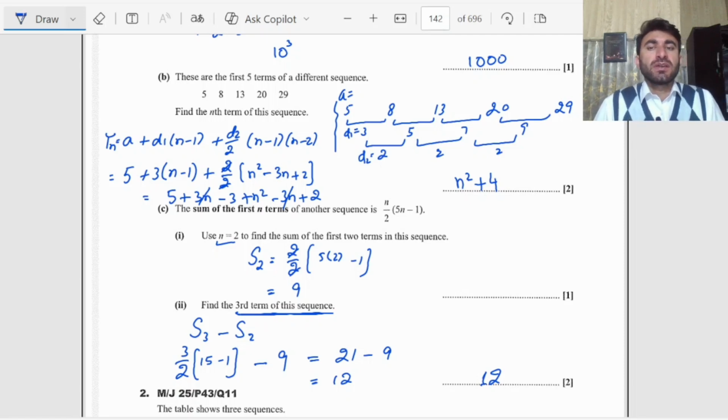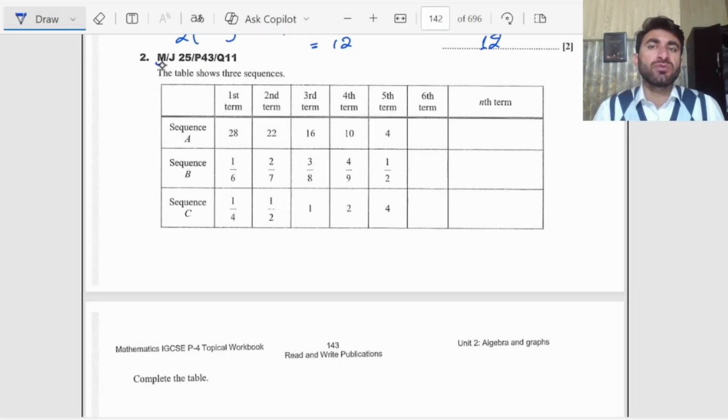So 12 must be the third term of this sequence. So we used the formula for the sum in order to calculate the third term, because if we calculate the sum of three terms and subtract the sum of the first two terms, it will definitely become the third term of that sequence. Now move to another question. So this is a question from May June 2025, paper 4, variant 3, and question number 11 of that paper. It states the table shows three sequences, sequence A, sequence B, and sequence C. If we see sequence A, its terms are 28, 22, 16, 10, and 4.